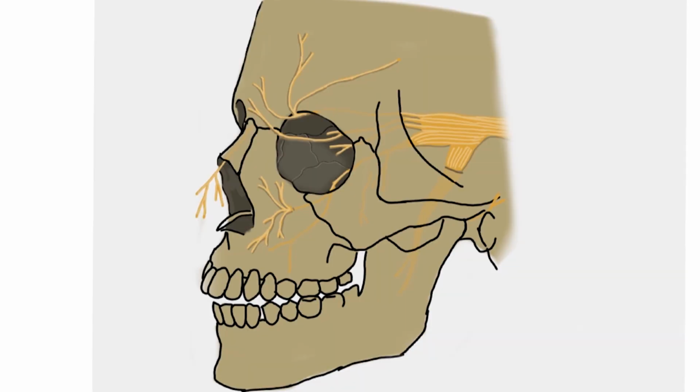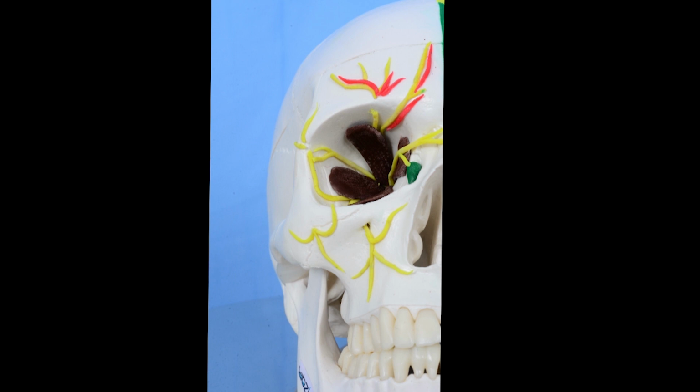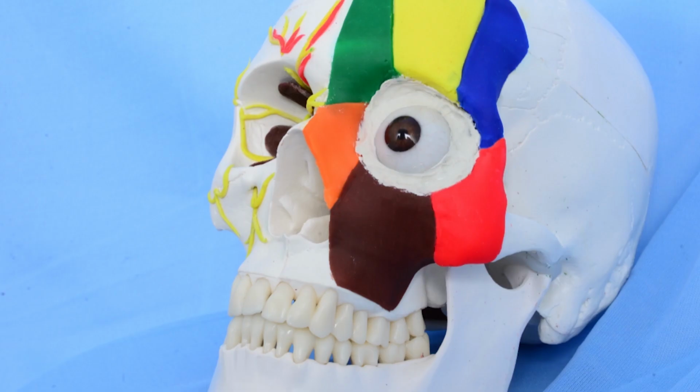The ophthalmic division of the trigeminal nerve enters the orbit through the superior orbital fissure and divides into the lacrimal, frontal, and the nasociliary branches. The frontal branch divides to form the supratrochlear and the supraorbital nerves. The supratrochlear nerve innervates the medial upper eyelid and the lower forehead. The supraorbital branch also innervates the scalp and the middle part of the upper eyelid.